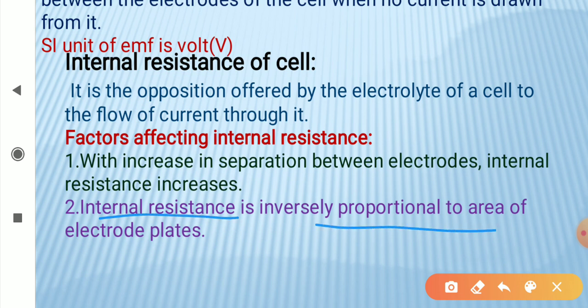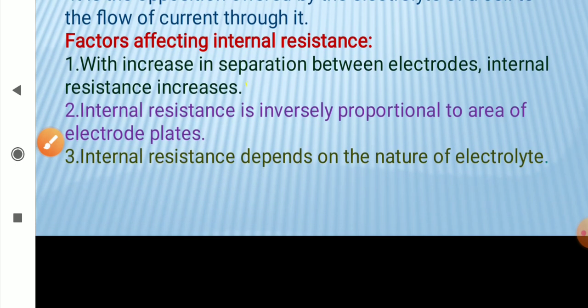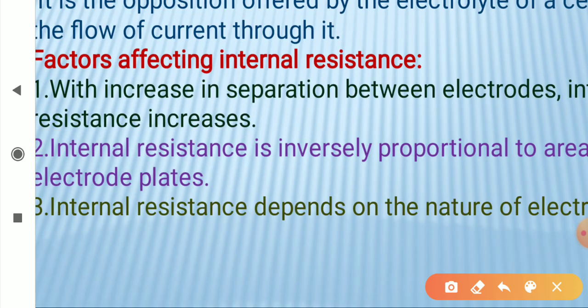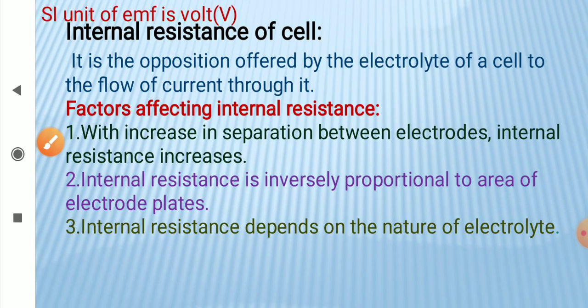Internal resistance is inversely proportional to area of electrode plates. Now this is also very clear. If electrode plates are wider, then the flow of charges between them will be easier. So अगर electrode plates का area बढ़ाएंगे तो internal resistance कम हो जाएगा. Now the third is internal resistance depends on the nature of electrolyte. Different electrolytes have different capability of ionization. So electrolyte की ionization capability और temperature बहुत सारी चीज़ों पर भी internal resistance depend करेगा.